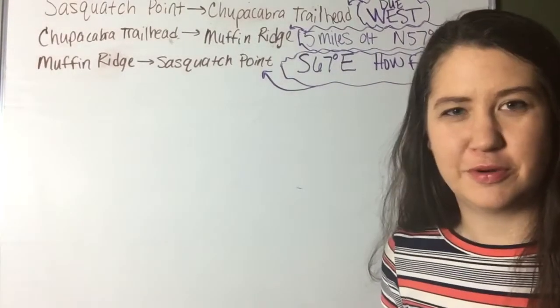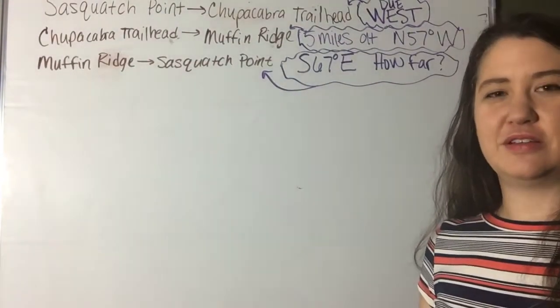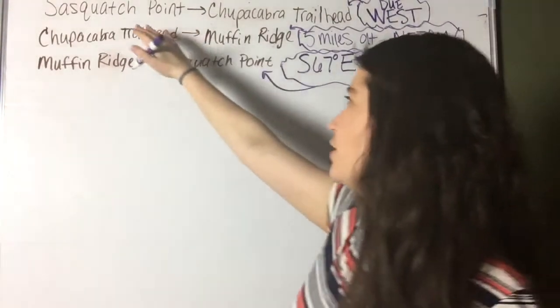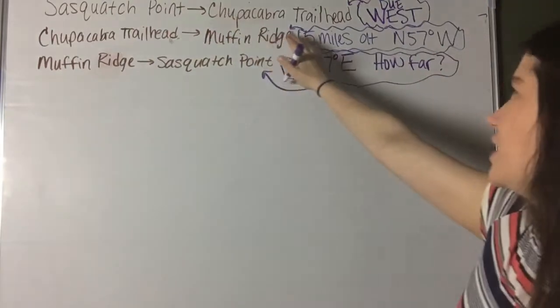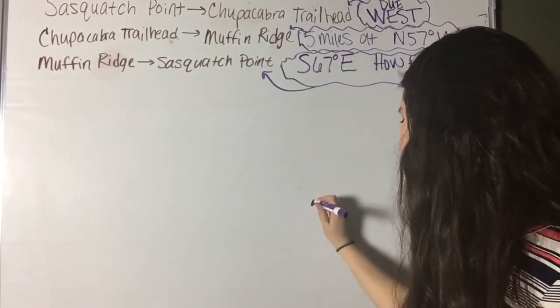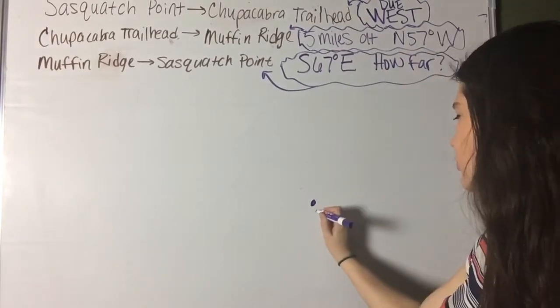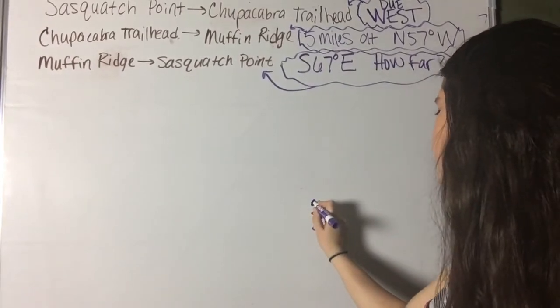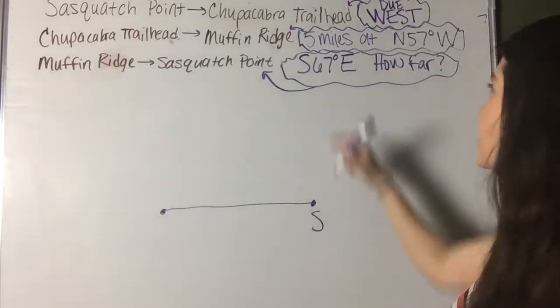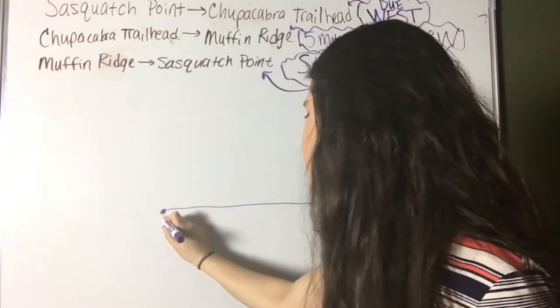All right, we're gonna solve a word problem using the law of sines. And it starts off, there's a woman who begins walking from Sasquatch Point to Chupacabra Trailhead going due west. So the woman, I'll make a point for her starting location, we'll call it S. She heads due west until she reaches Chupacabra Trailhead, which we'll call C.